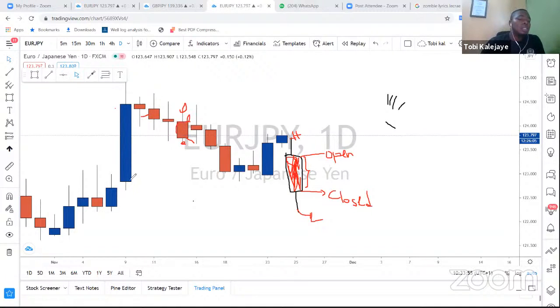For a bullish candle, on the other hand, this is still the lowest point price got to. This is the highest point price got to in that particular duration that the candlestick speaks for. But this is where price opened. The difference is where it opens and where it closes. Bullish candles are showing you that price is going up, so they open at the base but close at the top.